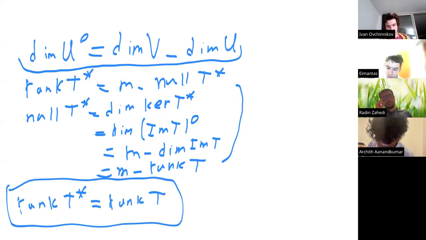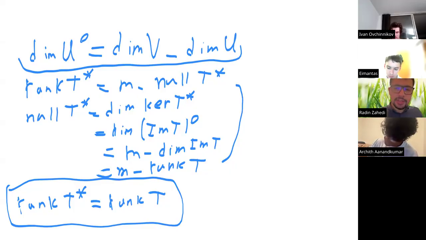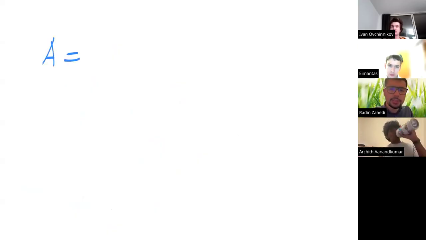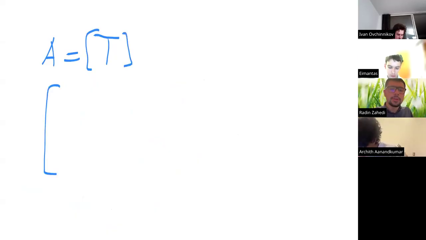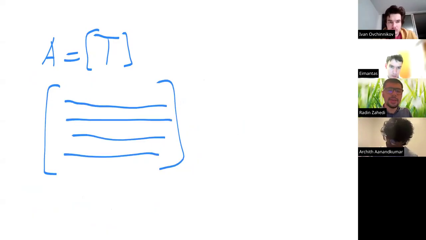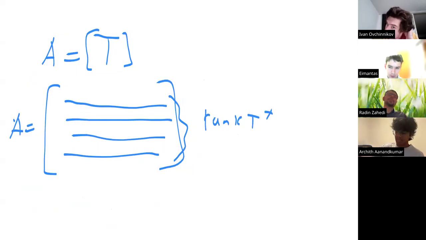However, let's not forget what you said earlier. Earlier, in a failed attempt to compute the rank of T star, we noticed that if A is a matrix of T, then the rank of T star would just be the span of the rows of this matrix A, right? This would be the rank of T star. That is the row rank of T.